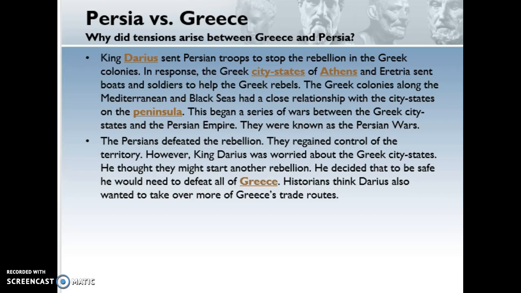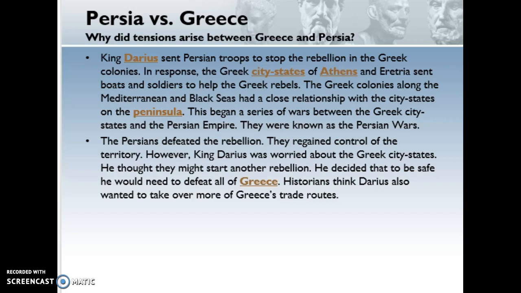Persia versus Greece. Why did tensions arise between Greece and Persia? King Darius sent Persian troops to stop the rebellion in the Greek colonies. In response, the Greek city-states of Athens and Eretria sent boats and soldiers to help the Greek rebels. The Greek colonies along the Mediterranean and Black Seas had a close relationship with the city-states on the peninsula. This began a series of wars between the Greek city-states and the Persian Empire. They were known as the Persian Wars.